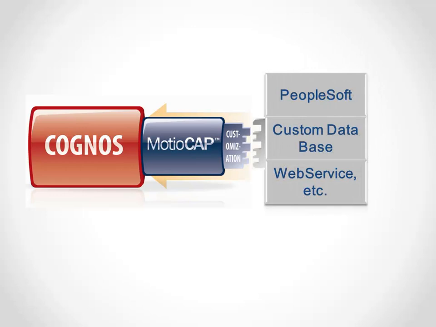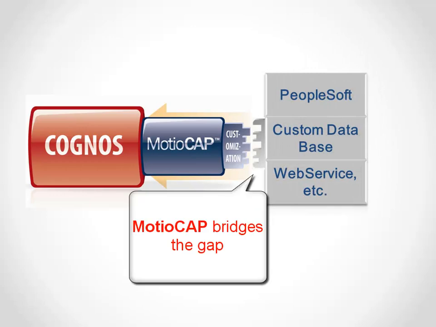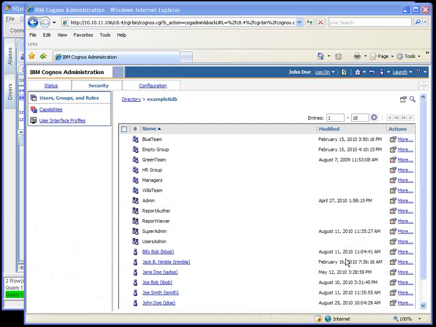MotioCAP enables the bridging of IBM Cognos with any external security source in a very quick manner. Now I'll demonstrate how MotioCAP can be used to quickly integrate security information stored in an external Oracle database.